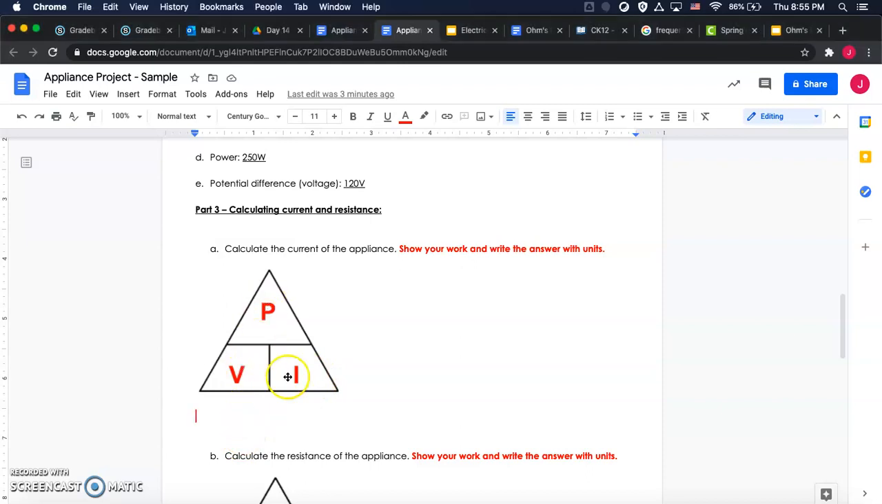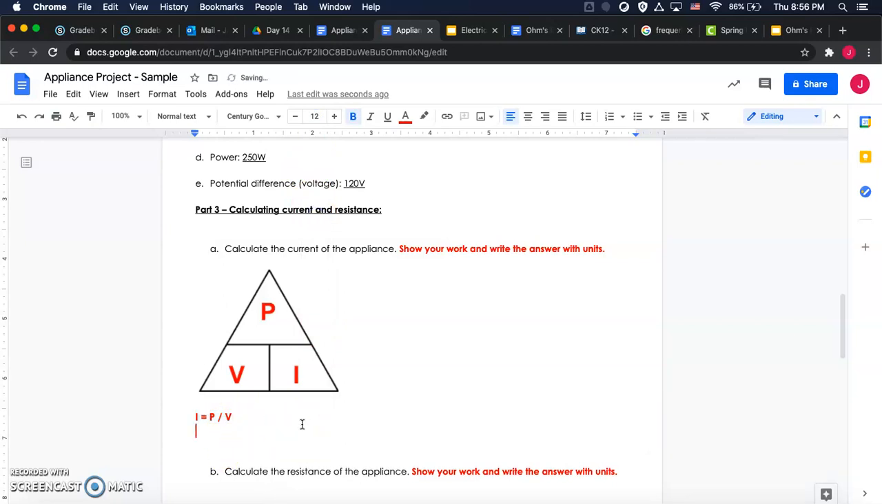And so we'll do that using the power triangle. So we're solving for I. That means we're going to take the power divided by the voltage. So I equals P divided by V. Let me adjust the size of the font here. So I equals P over V.